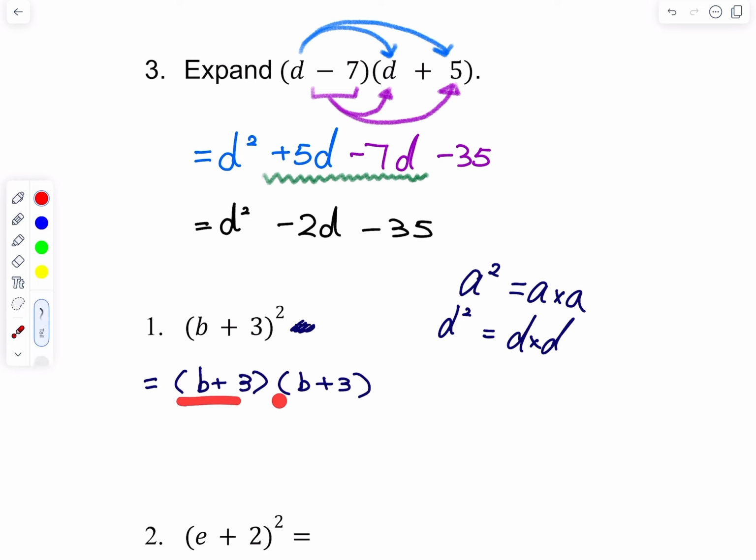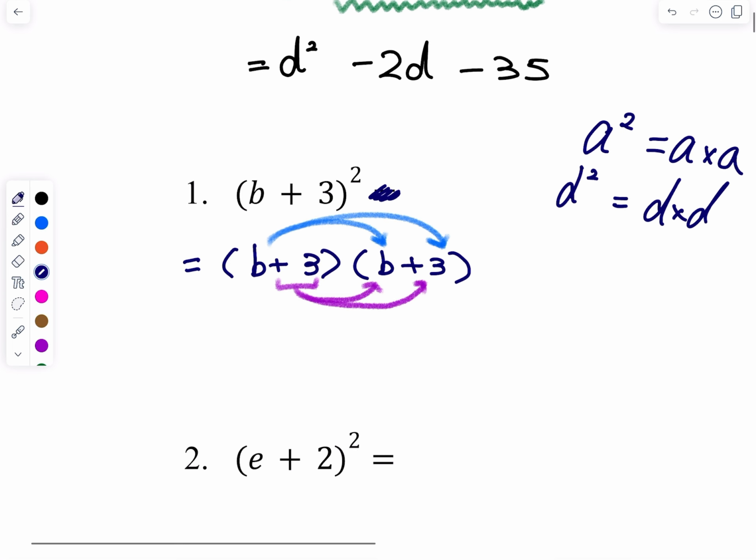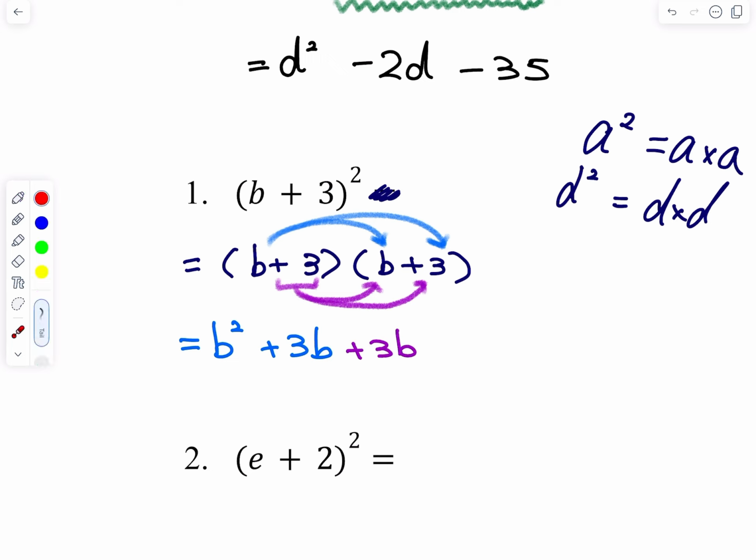So it will be b plus 3, bracket means multiply, and then they have a square. Square means just repeat it. After you have the two brackets, it will look like that, right? So you can do the normal way of expansion. b times b, what do you get? b square. And then b times 3, 3b. And same for the bottom part, 3 times b, 3b, and the last part 3 times 3, 9.